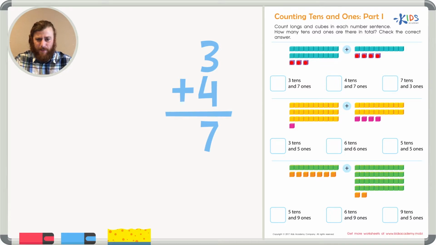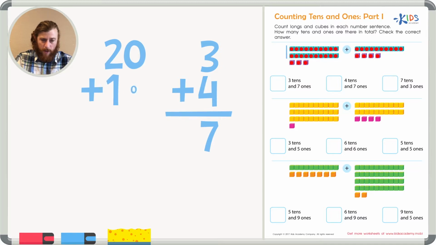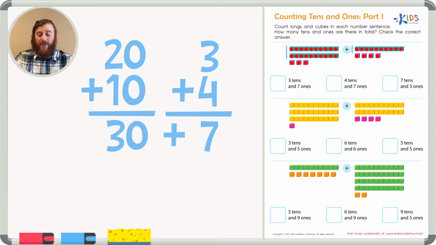Now let's count the tens. On the left side of the equation, I see 2 tens. On the right side of the equation, I see 1 10. I remember we can count by tens to find out the total. So if I were to count all the tens, 10, 20, 30, that shows me that there are 3 tens. And we could add 20, represented by these 2 tens, plus 10, represented by this 1 10, to give us a total of 30. We could add 30 plus 7 to find the total.